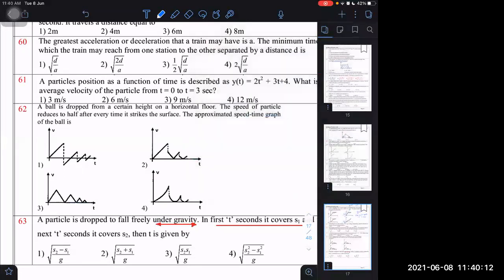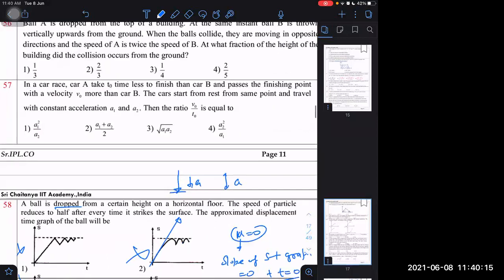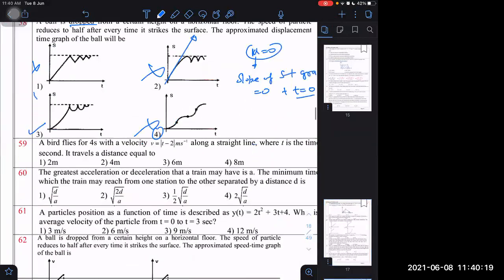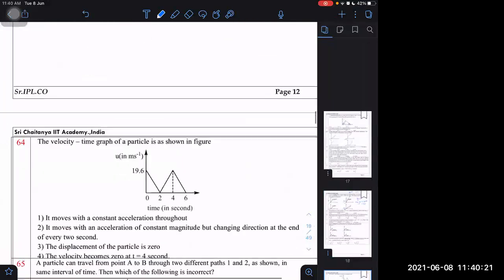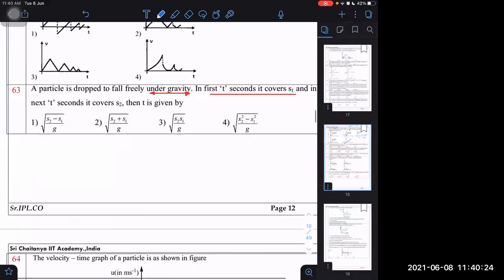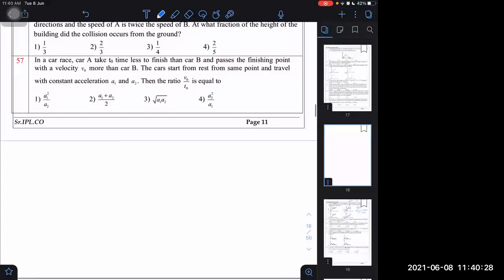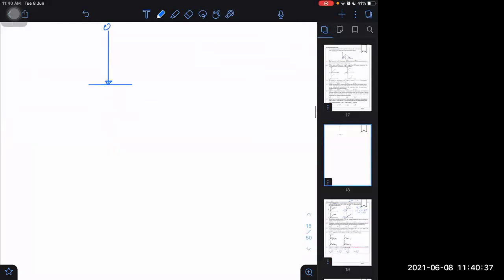I will add one more page here to show more graphs, because this is not sufficient now. Let us say we are dropping a ball, and you should know what the graph of V versus T will be for such cases, and what the graph of S versus T will be when multiple collisions are taking place. This should be very clear to us.